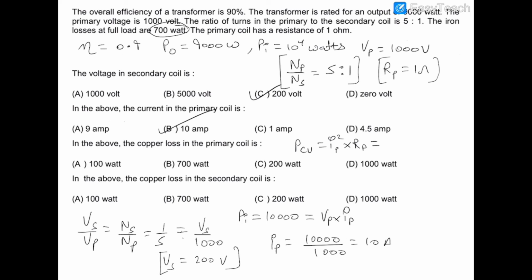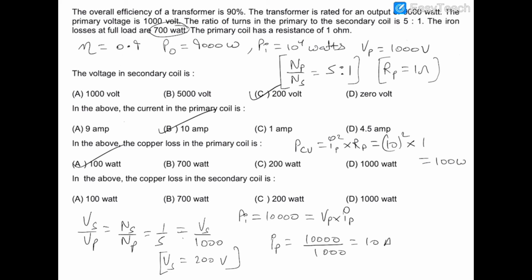So for this part, P of copper loss in primary coil is I square into R. Now the input current, the primary current, is 10, so it is 10 square into R primary. The primary coil has a resistance of 1 ohm. So it is 100 watts. So the correct answer is option number A. Now we also have to find out the copper loss in the secondary coil.